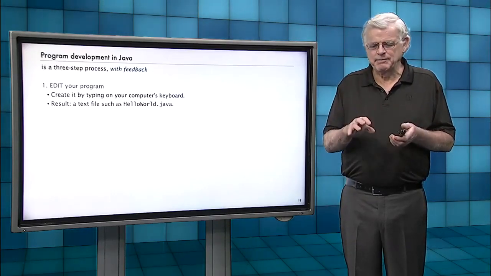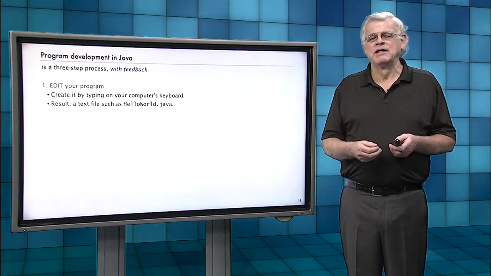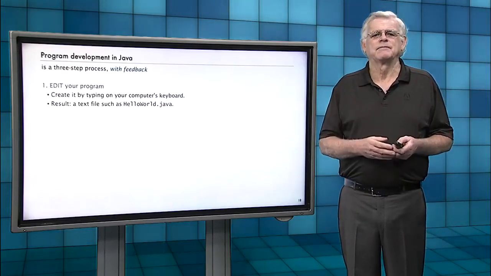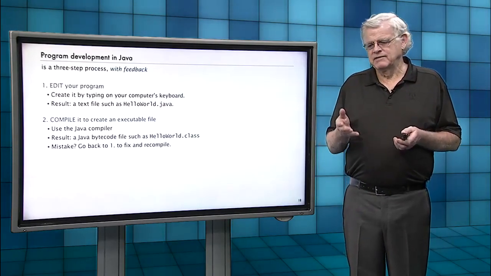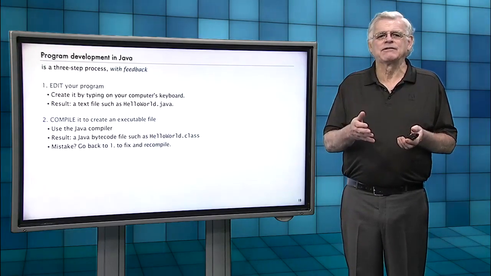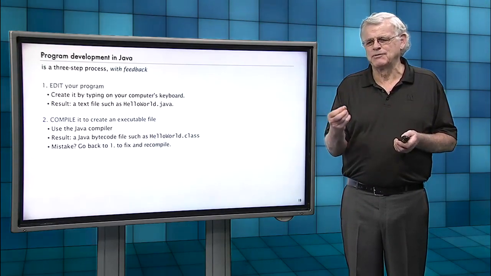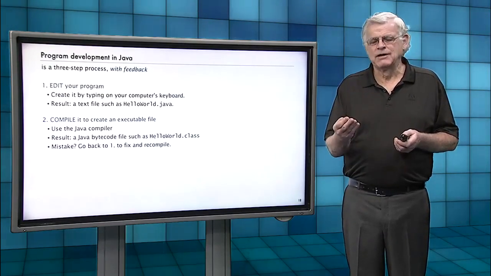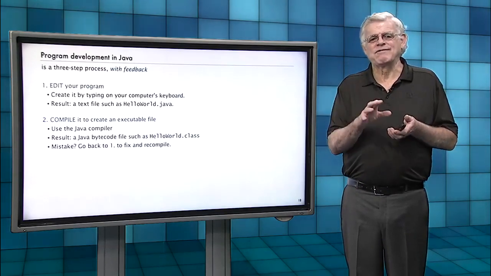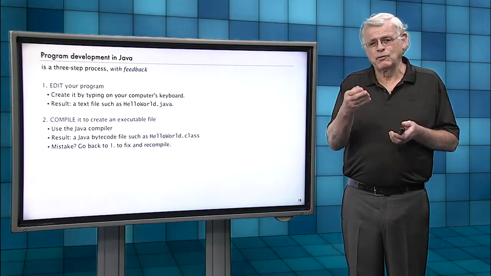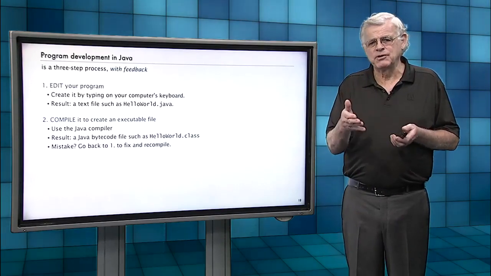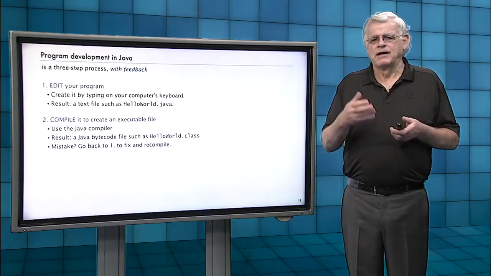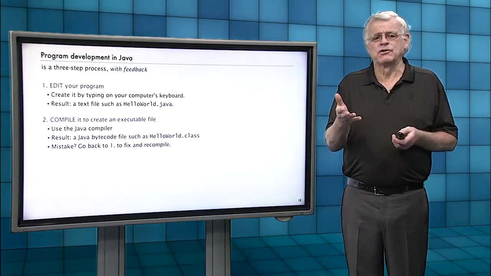You create it by typing text on your computer's keyboard, and eventually you get a text file like helloworld.java. Then the second thing you do is compile the program. That's translating it from this text format to an executable file suitable for the computer. We use a program called the Java compiler, and that creates a Java bytecode file, which is called helloworld.class, and will be saved on your computer in the same folder as helloworld.java. And that's the one that the computer is going to run.